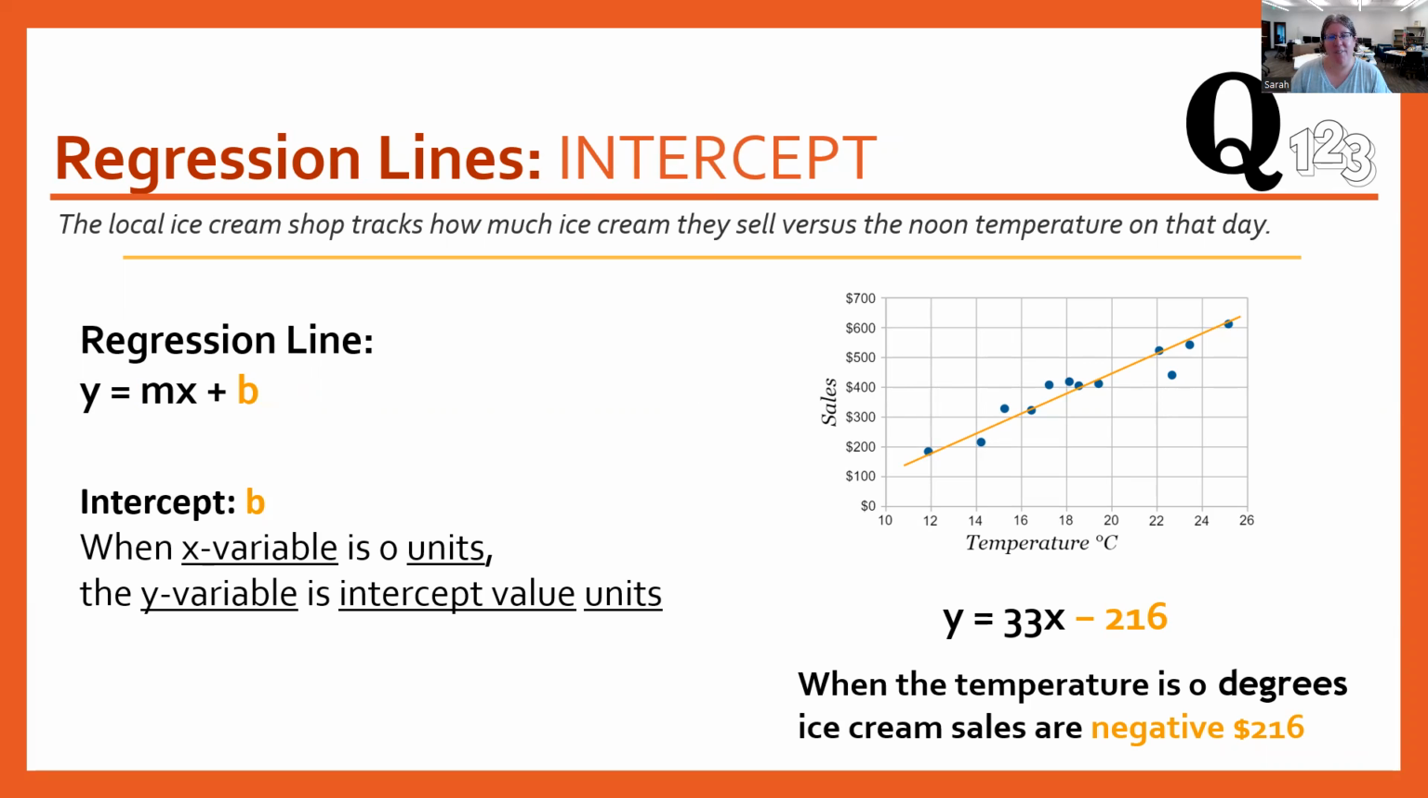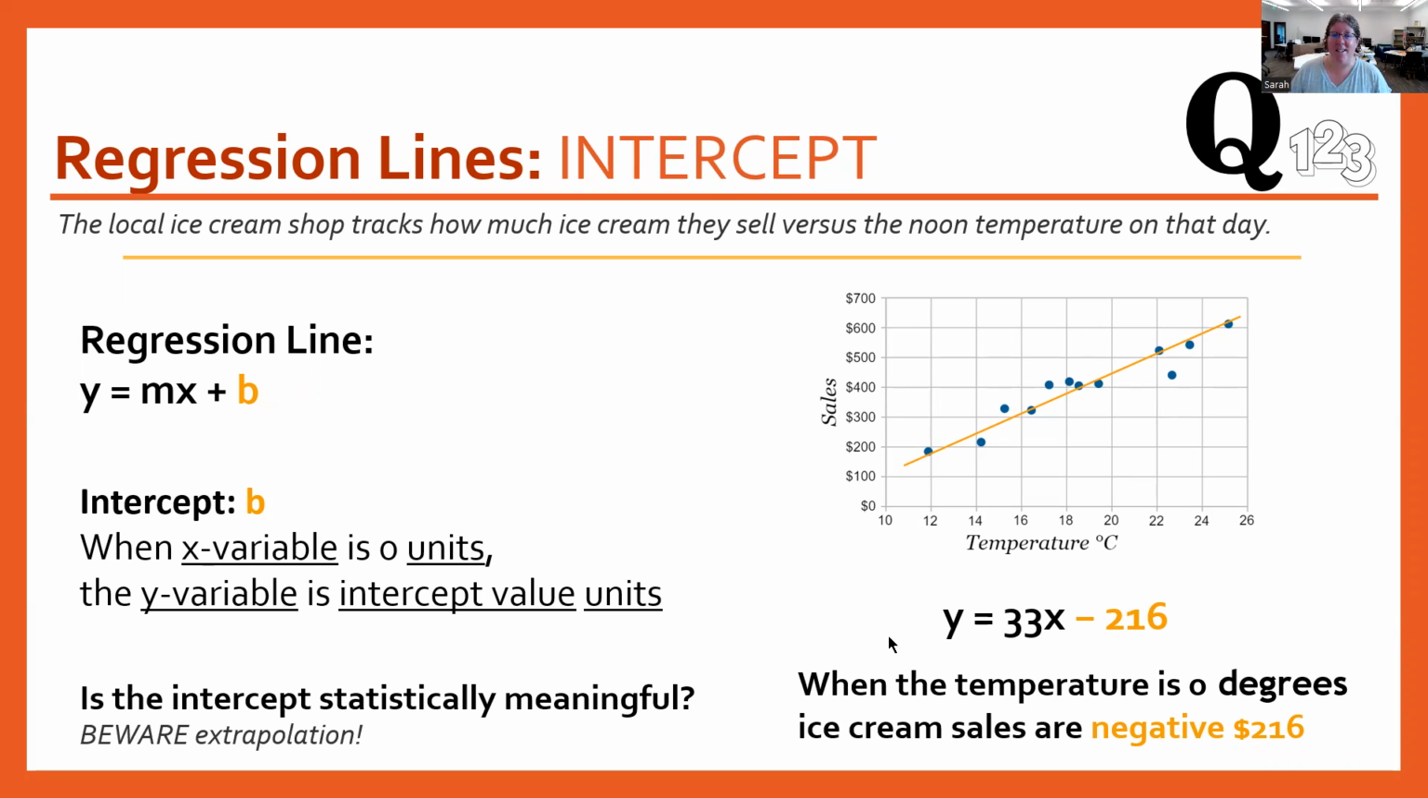But the question you have to ask is, does the sentence even make sense? Or in statistics, is that intercept even statistically meaningful? Statistically meaningful means, does this actually work in the real world? Does this have some common sense, real life meaning to it? In this case, you can't really have negative sales. So I would say that no, this is not statistically meaningful. That sentence doesn't make a lot of sense.